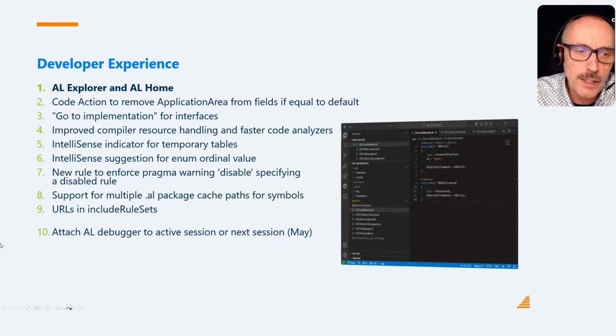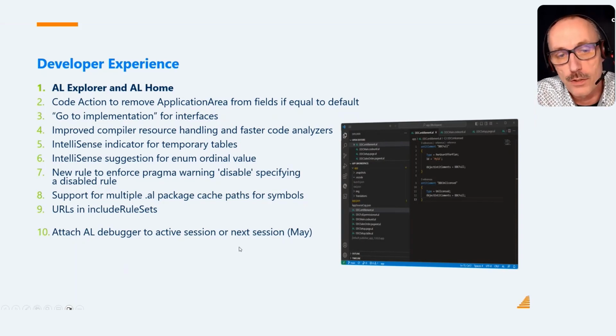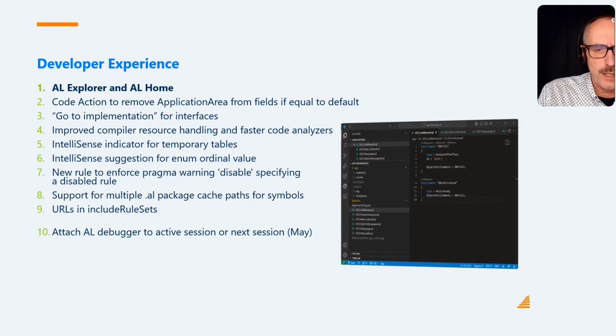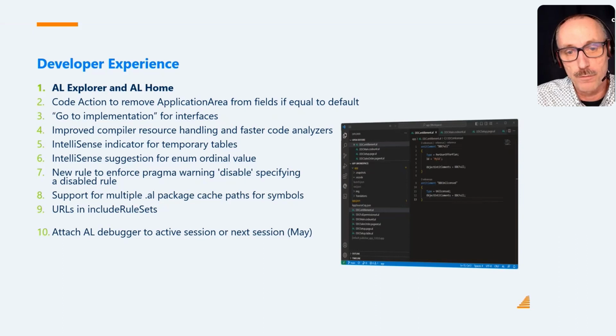What's also coming is that the debugger in Visual Studio Code will be able to connect to an active session or to a next session. So you can now not only debug a new session, but you can also debug already running sessions and wait for the next session to pop up. This is something that we had in NAV, and in the latest version of Business Central. Now we can also start doing this from this month, probably.